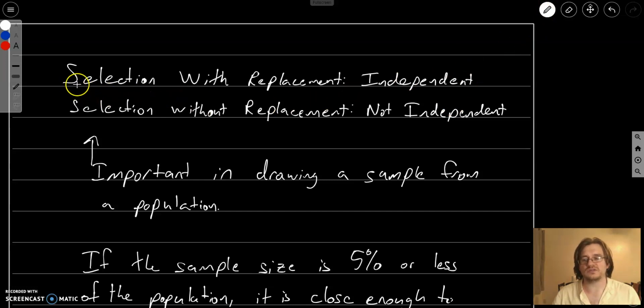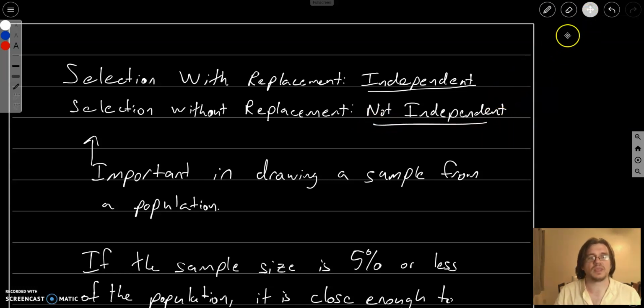And this will be true in general. When you do selection with replacement, it is independent. If you replace everything, you've reset everything, and it won't affect the next go. But if you don't replace things, now what you select or what you pull out of the population is going to be affected, and it's not going to be independent anymore.